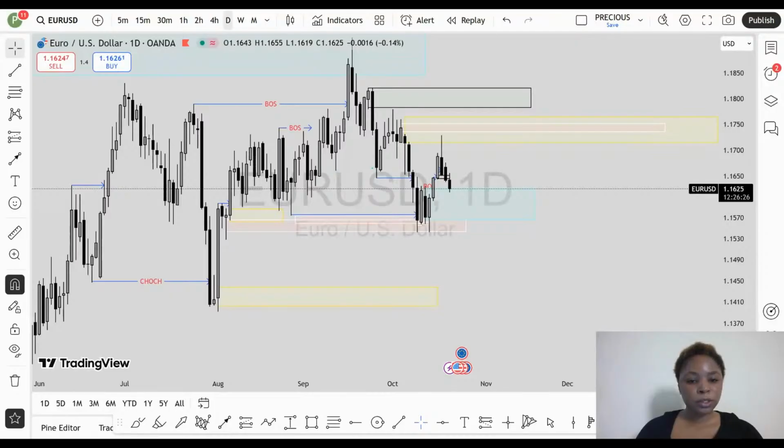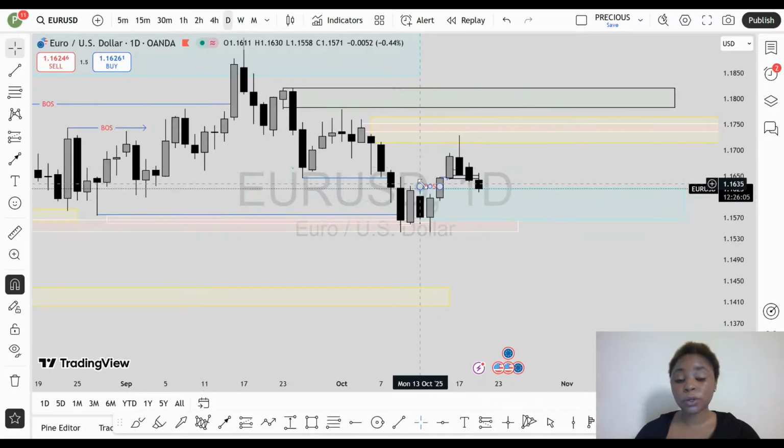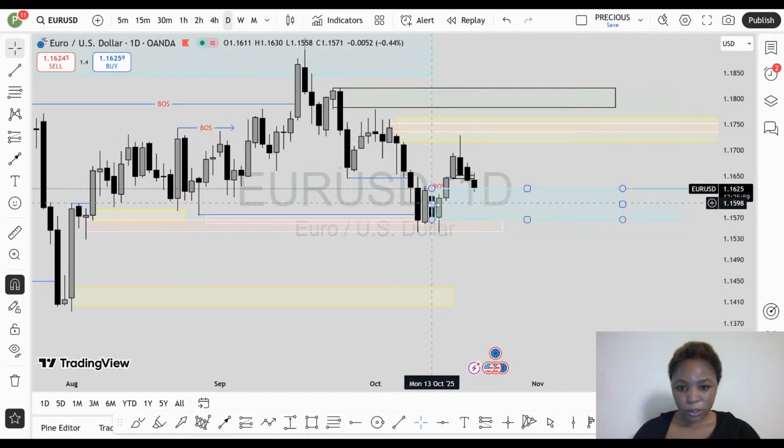So the next thing we'll do now is to mark out our key points. You can see I've marked out some key points here. This is the daily time frame, and we have a break of structure upward here. You can see we have a break of structure here on the lower time frame, and so that means we have a demand level, and we have an order block.